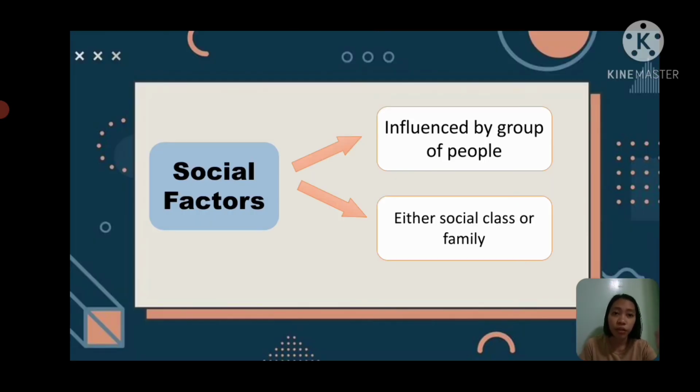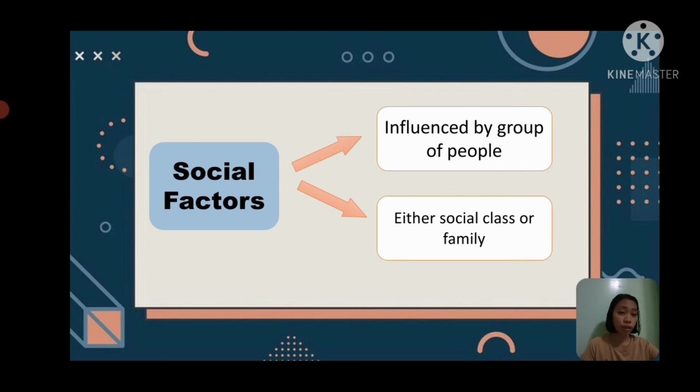Let's move on to social factors. These are influenced by a group of people. Social factors are a group of people influencing one another through culture and subculture. It's either social class or family. So there are four influences that relate to social factors.